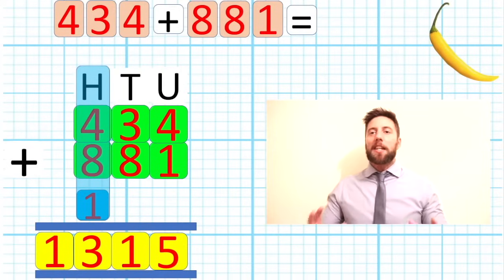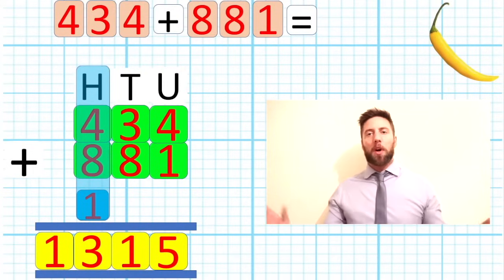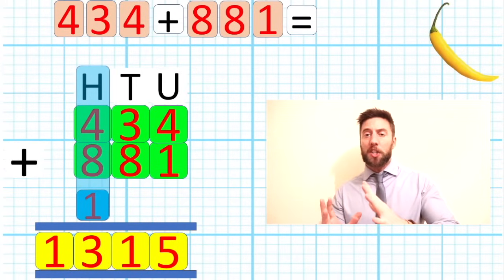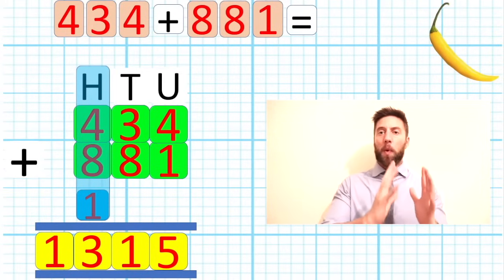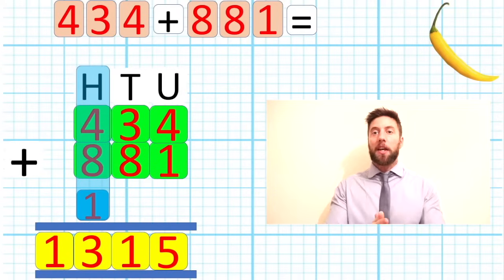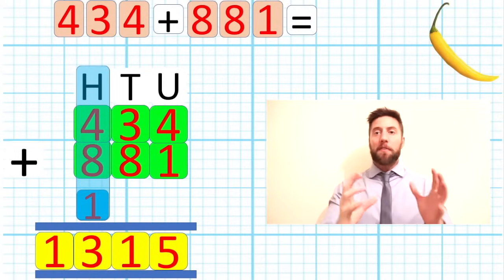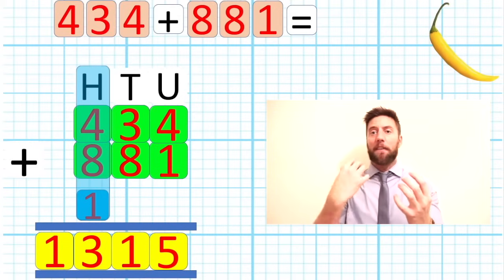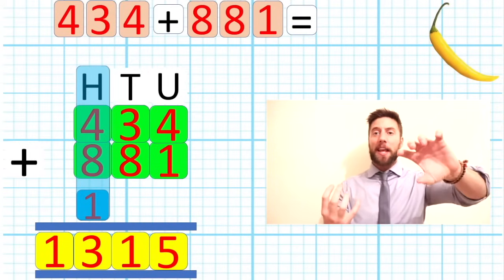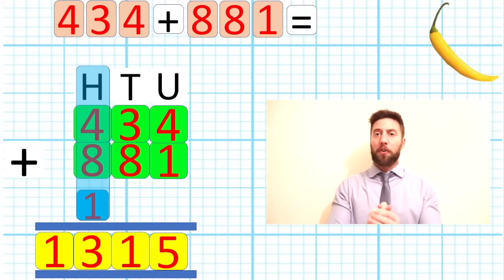1,315. This is called regrouping or bridging, depending on where in the world you're from. It means the same thing. We are just moving our number digits into the next column when we need to. We understand that if we were to add an 8 and a 7, we get 15, which is a 10 and a 5. So we can move that 10 into the next column waiting for us, okay?